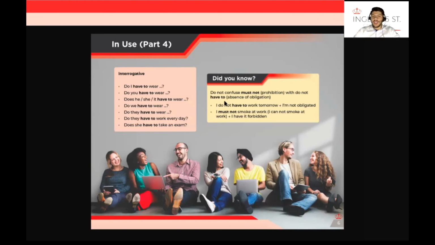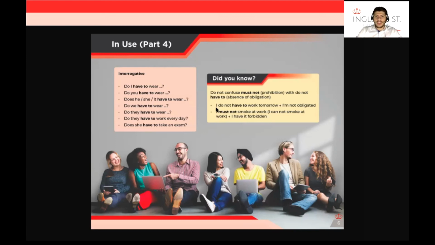But in negative, they change a lot, because must not expresses a prohibition. So if I tell you, you must not speak, then you are prohibited. It is prohibited to speak, right? But if I tell you, you do not have to work tomorrow, or you do not have to speak, it means that you're not obligated to do it, but you can do it, okay? There is the possibility that you can do it.